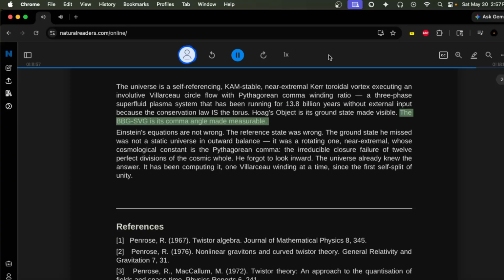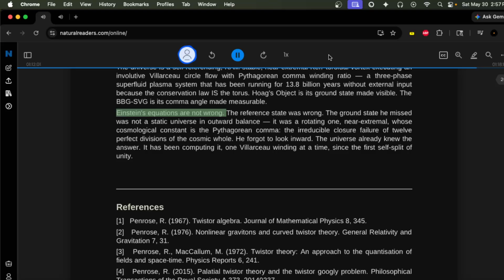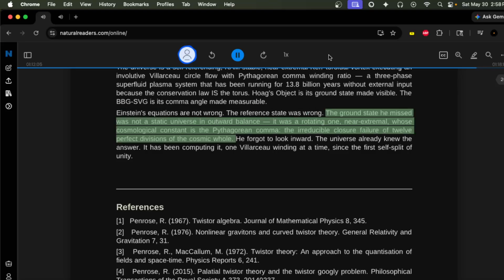The BBG-SVG is its comma angle made measurable. Einstein's equations are not wrong. The reference state was wrong. The ground state he missed was not a static universe in outward balance, it was a rotating one, near-extremal, whose cosmological constant is the Pythagorean comma, the irreducible closure failure of 12 perfect divisions of the cosmic whole.